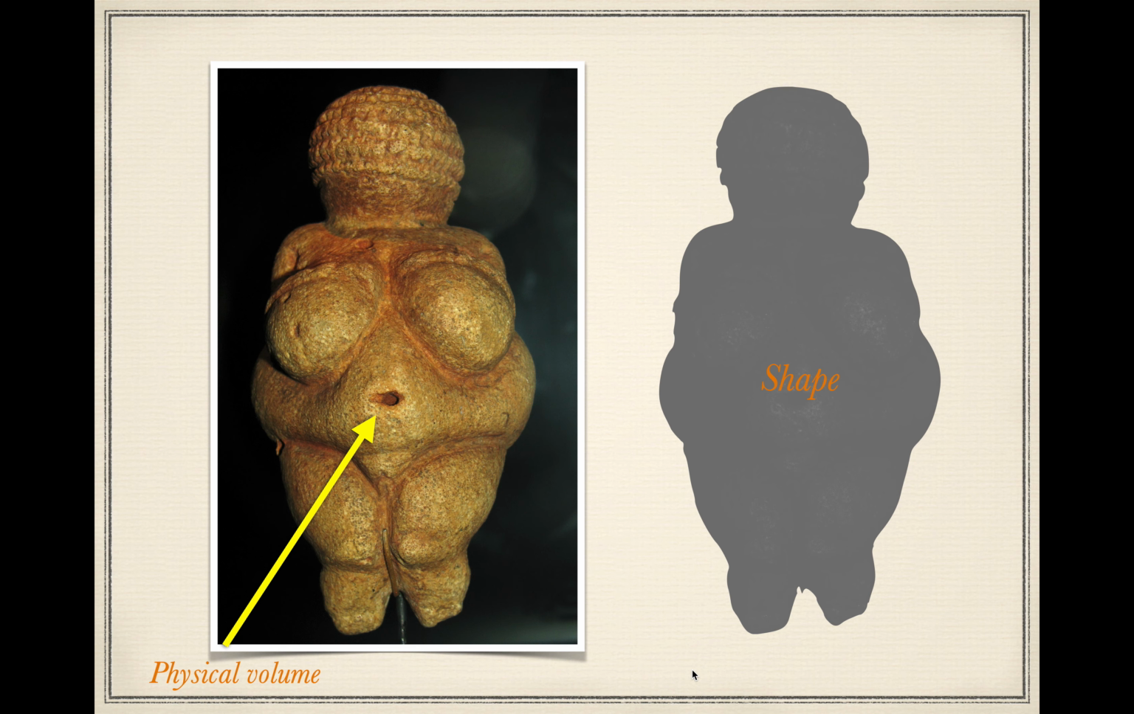So, 3D form is shape plus physical volume, and the woman of Willendorf absolutely had physical volume. And you could hold it in your hand. She had width, she had height, but she also had depth.